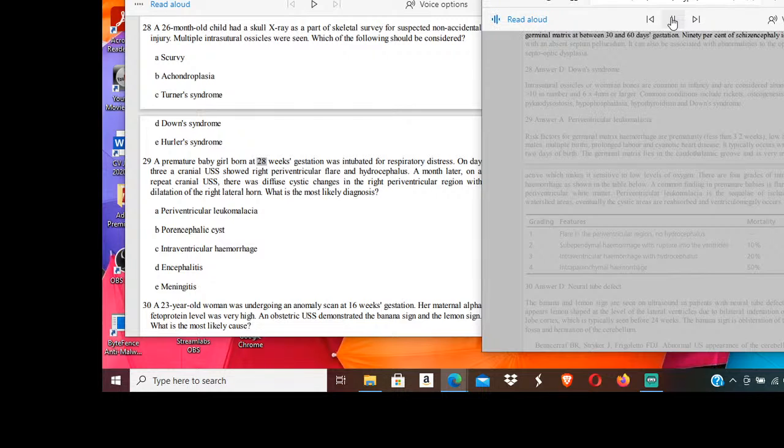90% of schizencephaly is associated with an absent septum pellucidum. It can also be associated with abnormalities of the optic nerve in septo-optic dysplasia.